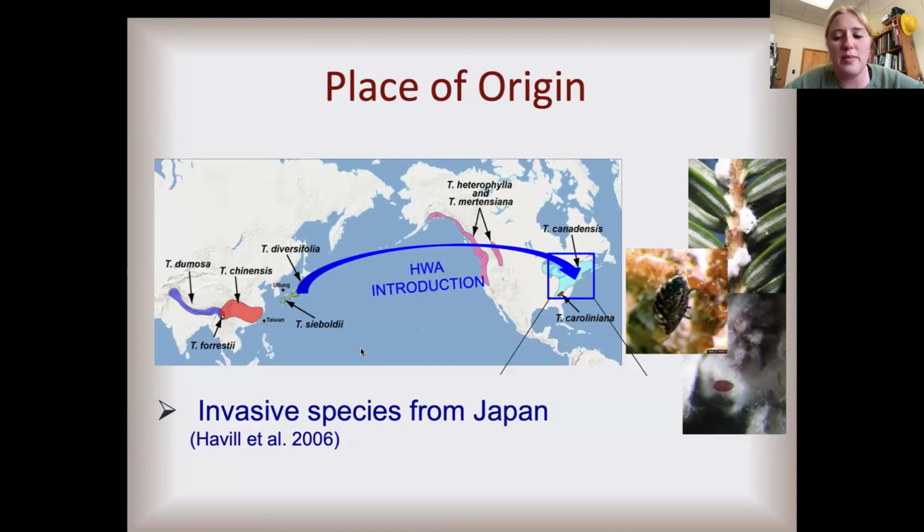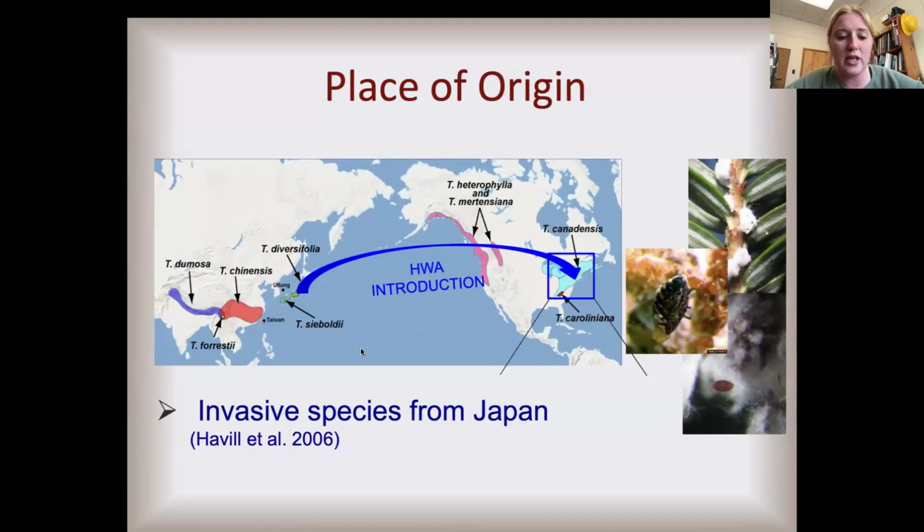And it was determined via DNA analysis that the hemlock woolly adelgid that we have here in the eastern US is from Japan. It was first found in Richmond, Virginia in 1951, and it's now spread throughout almost our entire range of our native Eastern and Carolina hemlock. So it came on ornamental. It's thought to have come from ornamental hemlocks from Japan on nursery stock.